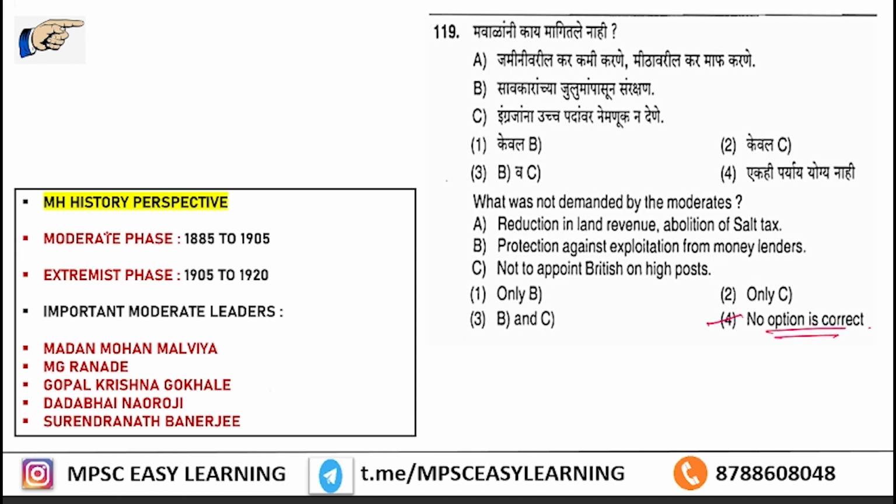If you see, the moderate phase is from 1885 to 1905 and the extremist phase is from 1905 to 1920. Here I have added the most important moderate leaders. Why? Because there is one more pattern of questions asked by MPSC: identify the moderate leader from the list. So you have Madan Mohan Malviya, M.G. Ranade, Gopal Krishna Gokhale, Dadabhai Navroji and Surendranath Banerjee. You should keep their names in mind.